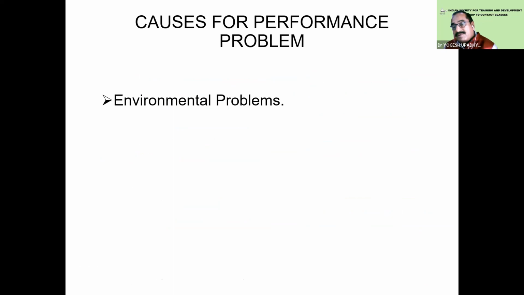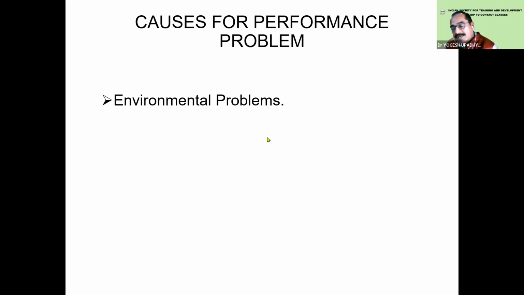Now, the causes of performance problems, that also you should see. So why is this performance problem there? First is the environmental problem. An environmental problem is a problem because of deficiency in systems and procedures. That is an organizational problem, not a problem of will.